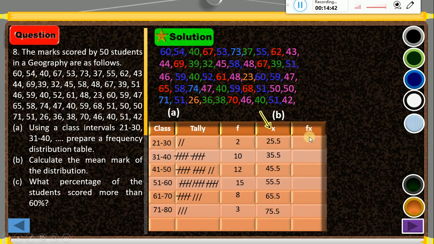Then the next thing we are going to do is to find the product of the frequency and the class center. We click. Now the product will give us 2 times 25.5. That's this multiplied by this, 51. The next will give us this multiplied by this, and that will give us the answer 355. The next will be 12 times 45.5.